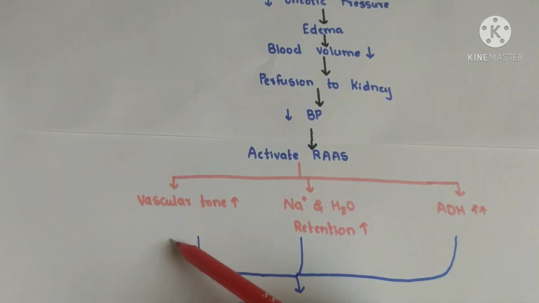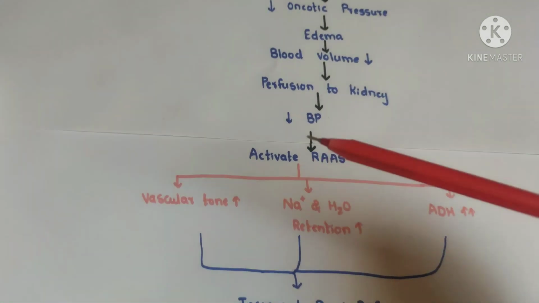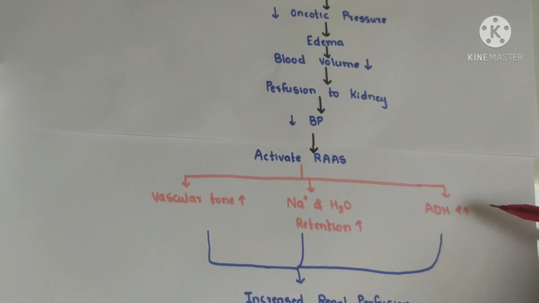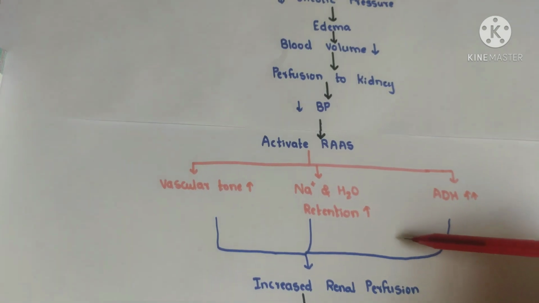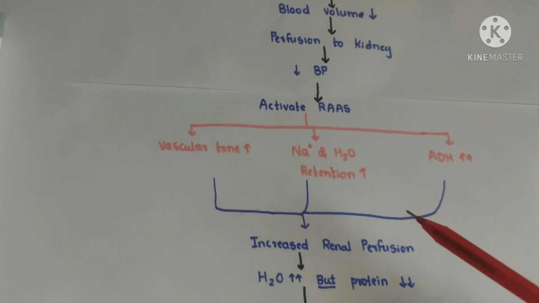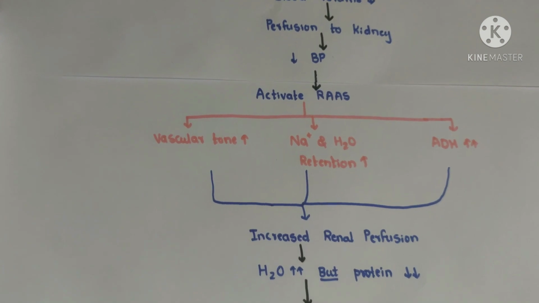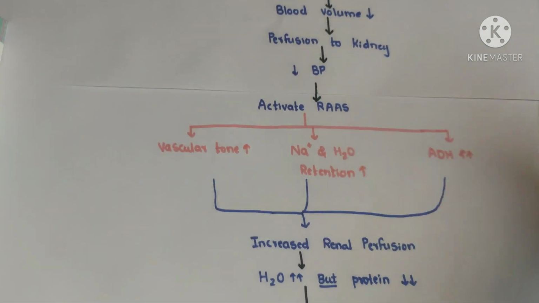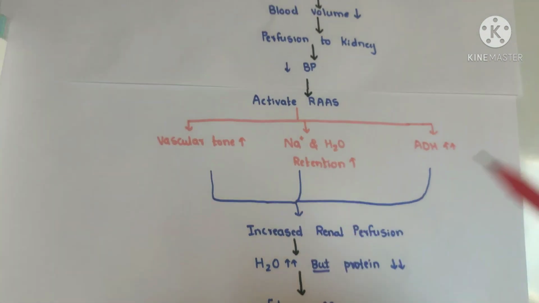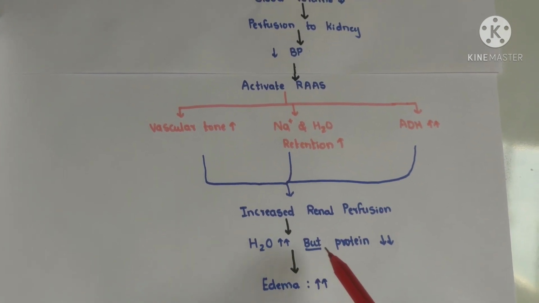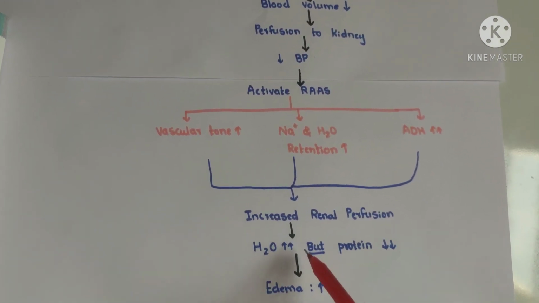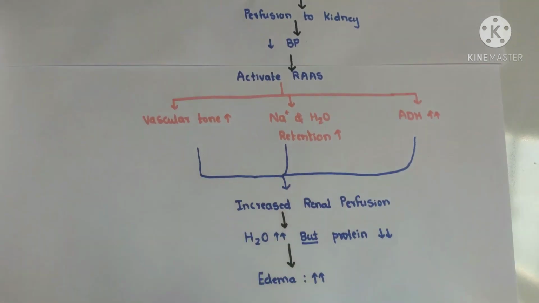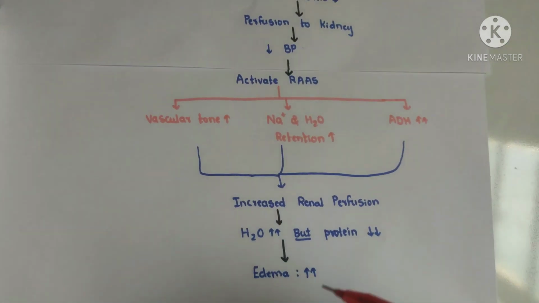Now due to this system, what will happen? Due to angiotensin, our vascular tone will increase. Due to aldosterone, sodium and water retention will increase, and antidiuretic hormone secretion will also be increased. All these things will promote an increase in blood volume, hence an increase in renal perfusion. Sometimes hyperaldosteronism also occurs. But the actual thing is what? There is merely an increase in water, but we are not getting our albumin back. So this will cause a further increase in hydrostatic pressure and a further decrease in oncotic pressure, which will further promote more edema.